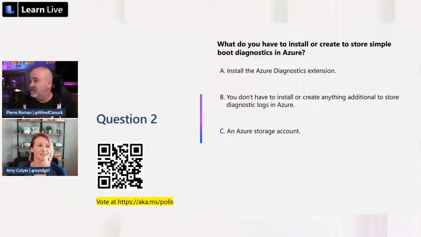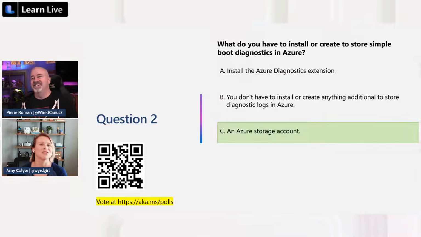Q2, we've got a majority. 66% have said C, 1% has said A, and the answer is... Oh, that's me. C. That's you. C. Yeah. So it's just as easy as creating a storage account versus deploying an extension.